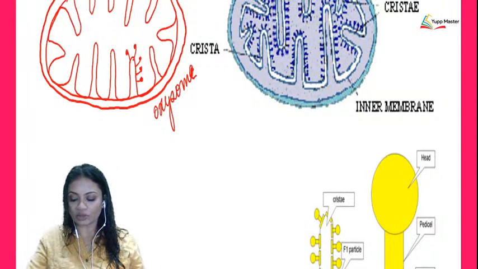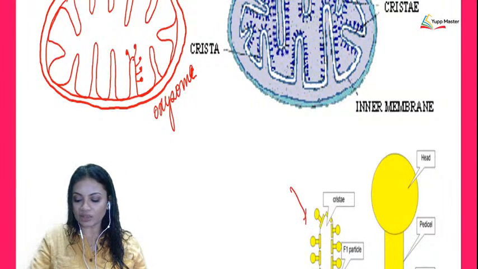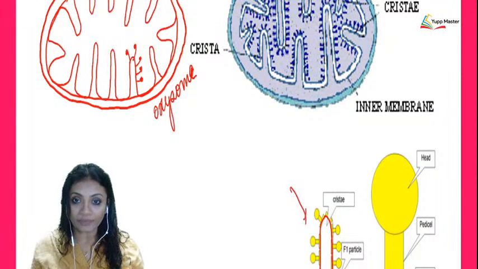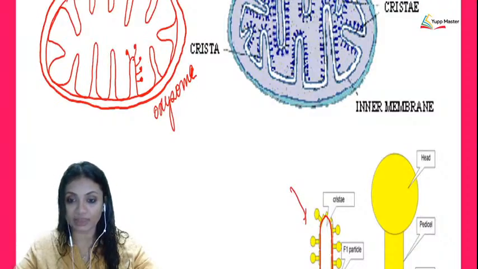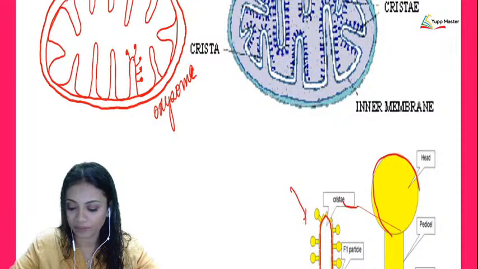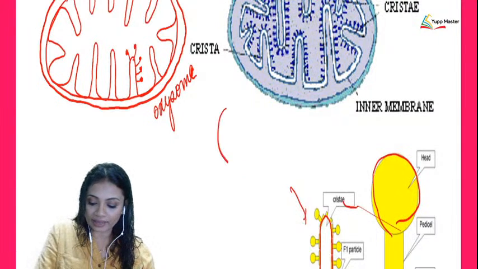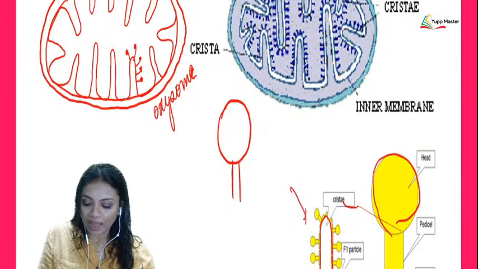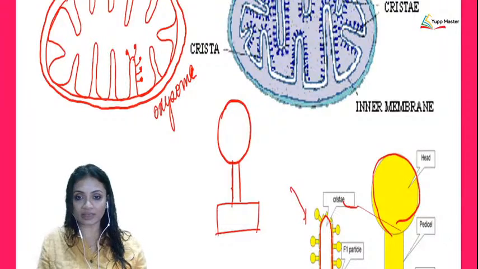Now look at these oxysomes here. So basically this whole outgrowth that you are seeing is the crista, and on top of the cristae you can see the presence of these oxysomes. So this is the oxysome present. All right, the oxysome has a head region, then it has a pedicel region, and then finally it has a base region. Okay, so this basically is the oxysome.